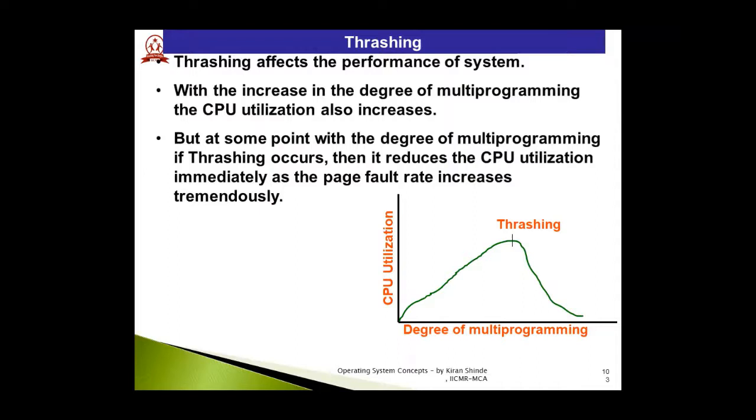Now, what will be the effect of thrashing on overall system performance? Of course, thrashing affects the performance of the system at a significant level. With the increase in the degree of multi-programming, the CPU utilization also increases naturally. The CPU becomes busy if there are multiple programs to be executed. But at some point, if thrashing occurs, meaning a process is getting suspended frequently because of some high priority job, then what will happen?